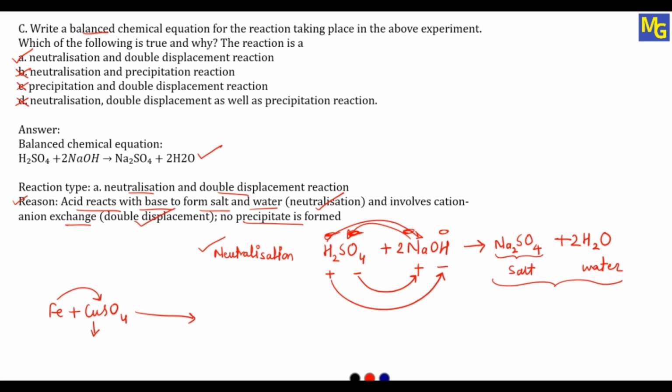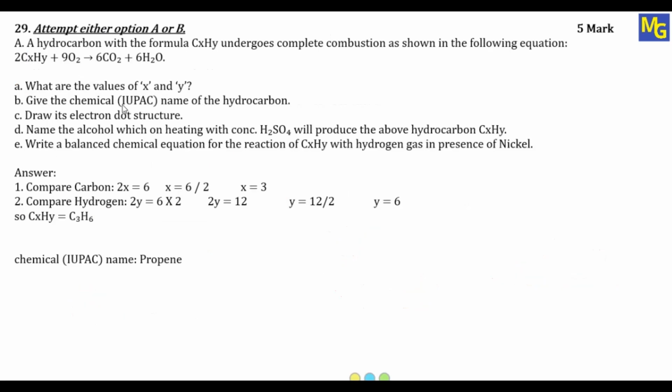After this, we are going to solve the 5-mark questions. So now we are going to start with the 5 marks questions, and in question number 29, attempt either option A or B. Again, in this question we have an internal choice. Either you can answer A or you can answer B, whichever you feel is easy and you can solve completely.